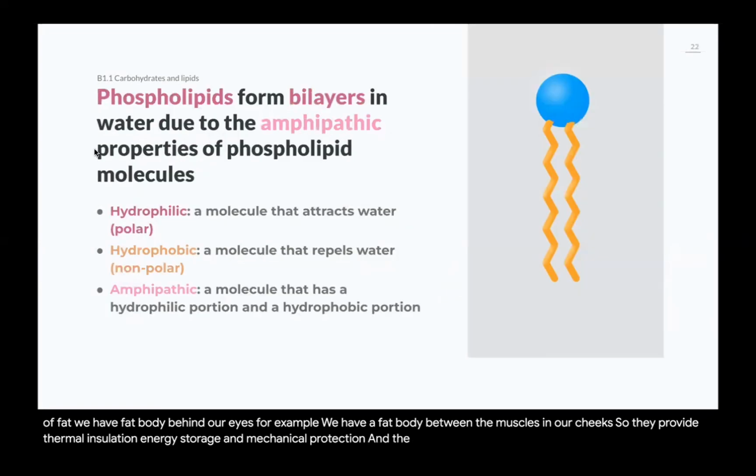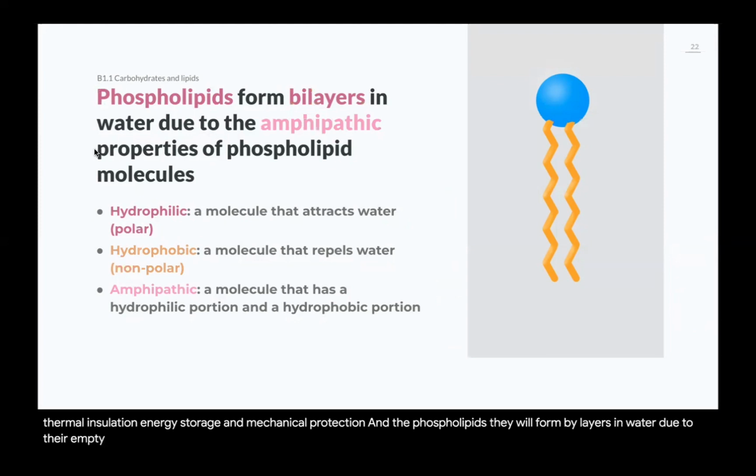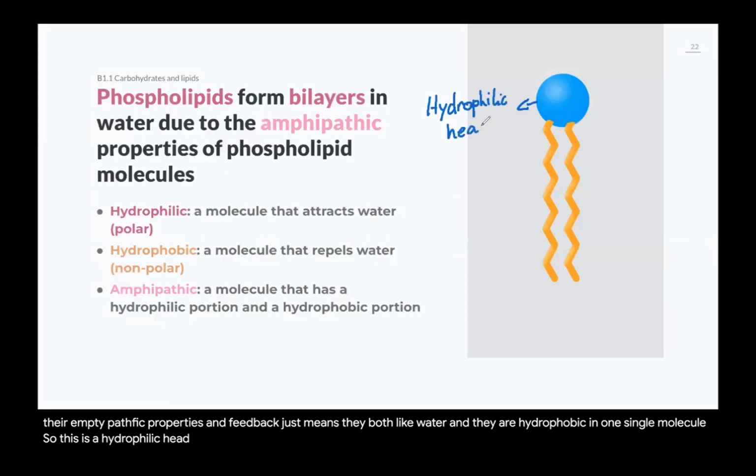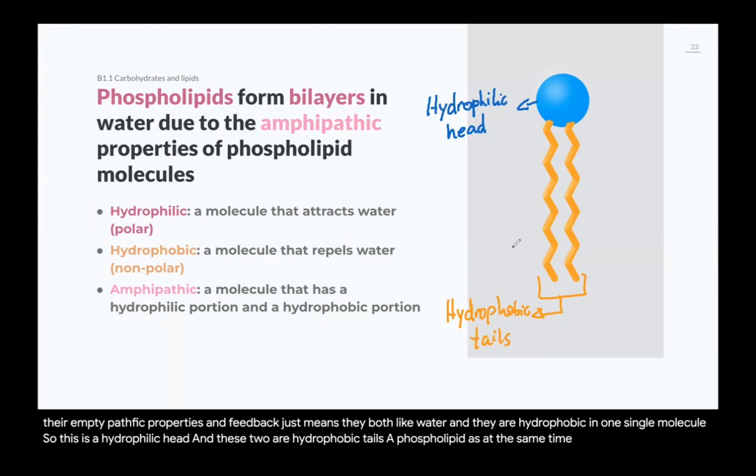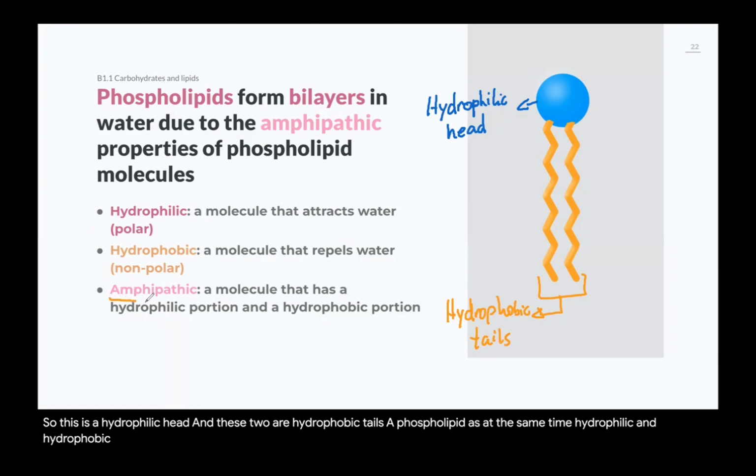And the phospholipids, they will form bilayers in water due to their amphipathic properties. Amphipathic just means they both like water and they are hydrophobic in one single molecule. So this is a hydrophilic head, and these two are hydrophobic tails. And because a phospholipid is at the same time hydrophilic and hydrophobic, we say they are amphipathic, amphi for both. They have both behaviors, amphipathos.